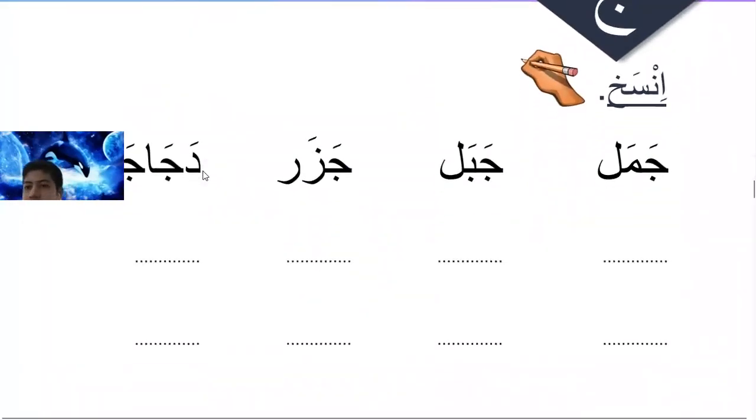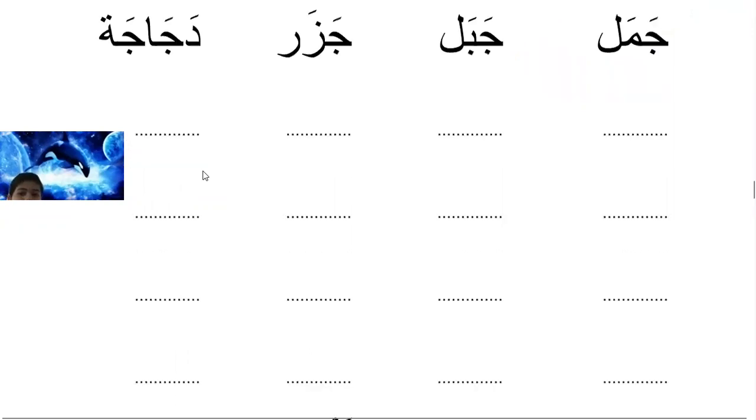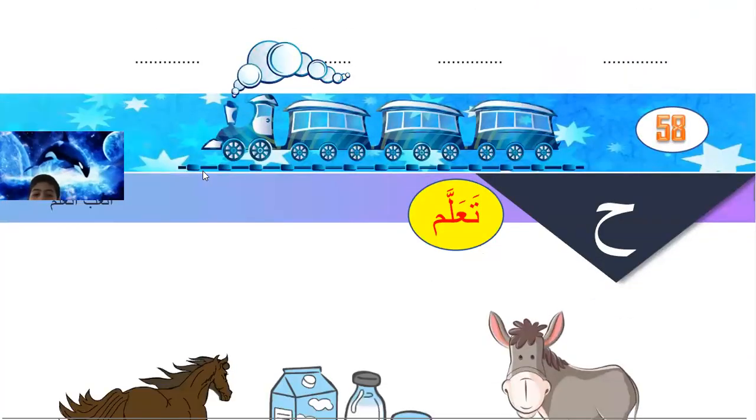No, meaning. Jamal, camel. Good. Okay, Jabal, mountain. Good. Jazar is carrots. Good. The jaja is chicken. Good. Rijl is leg. Good. Waj is face. Good. Saj is ice. Good. Taj is crown. Good.